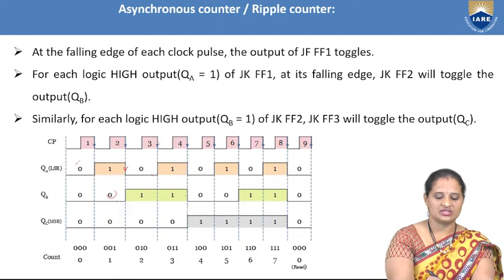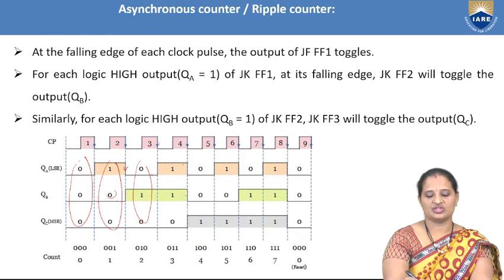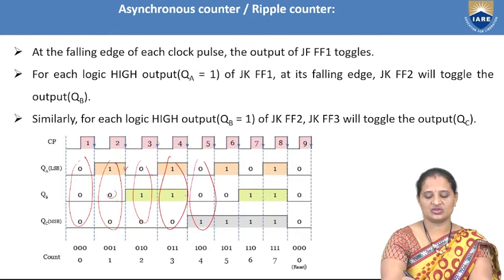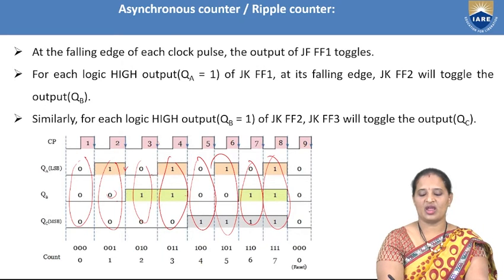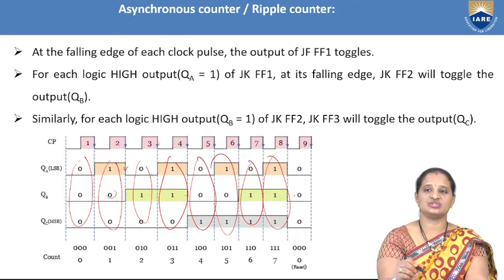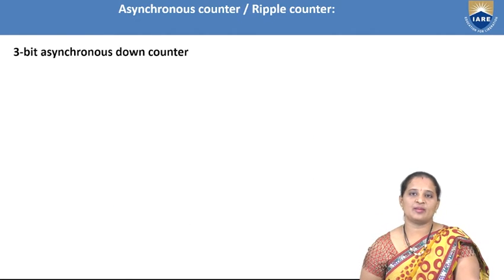Initial state was 0 0 0, next 0 0 1, 0 1 0, 0 1 1, next 1 0 0, 1 0 1, 1 1 0, and 1 1 1. And finally we have 0 0 0. And again the count repeats. So this is a 3-bit asynchronous up counter.